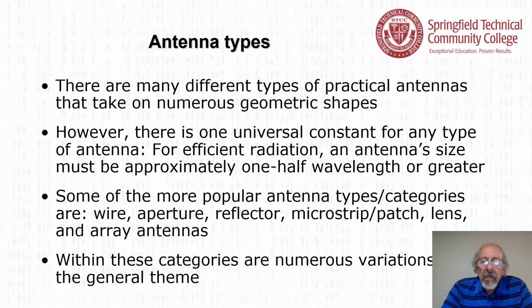Some of the more popular antenna types or categories are wire, aperture, reflector, microstrip patch, lens, and array antennas. I'm not going to talk about all those here because it turns out we're going to restrict our antenna comments to antennas that are used in the VHF and above regions of the frequency spectrum. Within these categories are numerous variations upon the general theme.